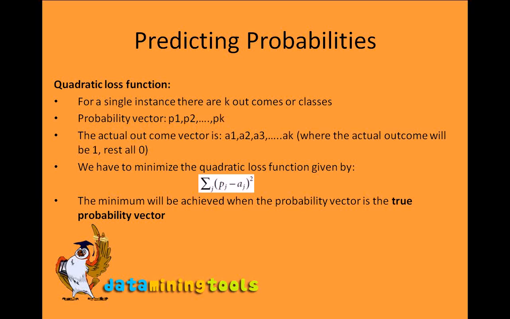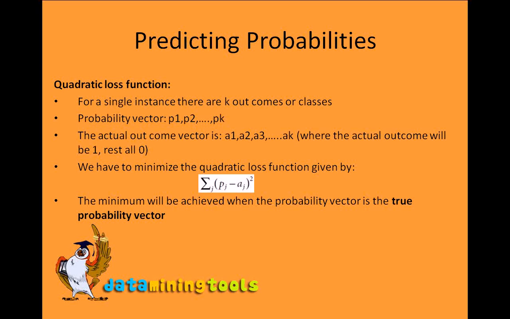Now using our learning method, we have the probability vector for this instance as p1 till pk. So p1 is basically the probability that the instance belongs to class 1. p2 is the probability that the instance belongs to class 2, and similarly pk is the probability that the instance belongs to class k. The actual outcome vector is a1 to ak, where a1 will be 1 if it is actually the class, and the rest of them will be 0. So whatever is the actual outcome will be 1, the rest of the values in the set a1 to ak will be 0.